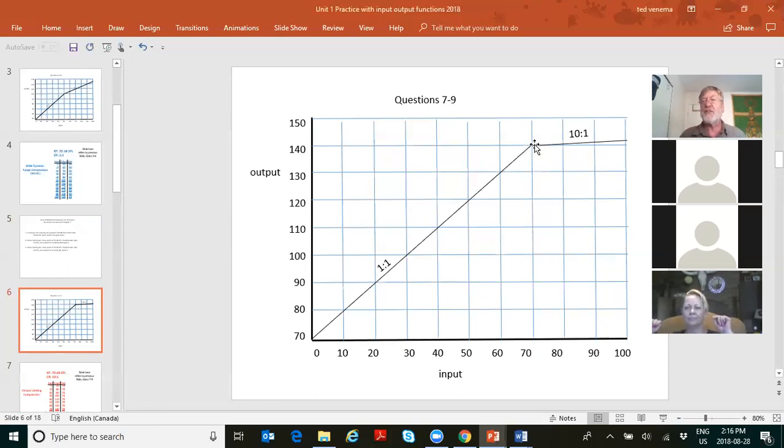Just as an example. But now, so here's my knee point. It's set at 70. And look at the compression ratio. Oh my God. So as my input went up by 10, my output went up by 1.